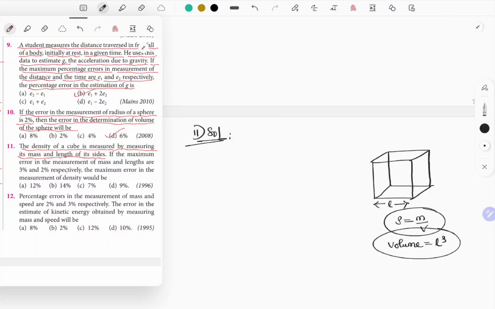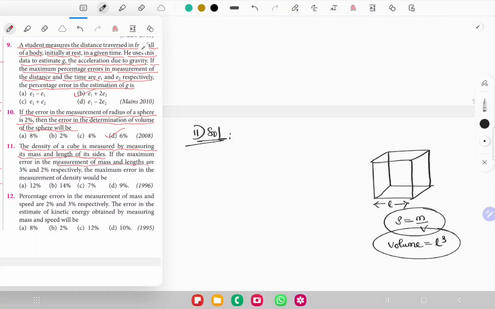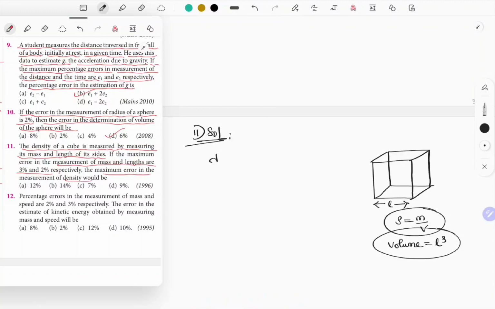Now what's the question they're asking? Oh, they've already given some more data. Maximum error in the measurement of mass and length are 3% and 2%. They're asking maximum error in density. Okay. So what is the formula for density? Density is equal to mass by volume. I've already represented how to represent it. So rho is equal to mass by L cube.